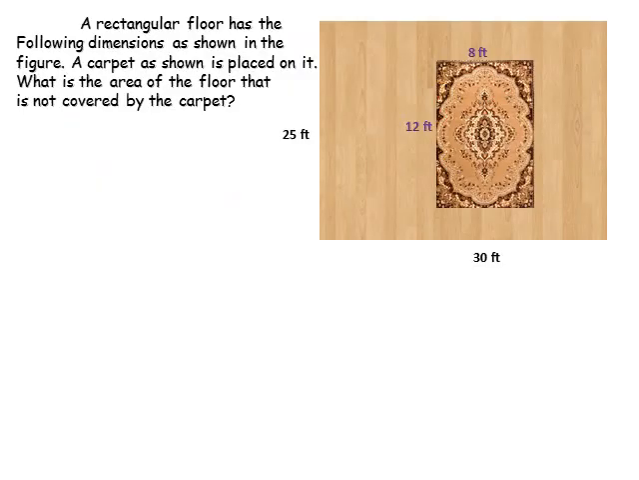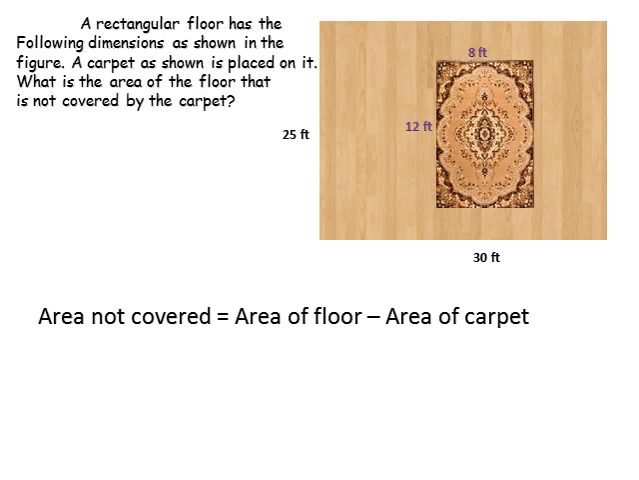Alright, let's try this example here. A rectangular floor has the following dimensions as shown in the figure. A carpet is placed on it. What is the area of the floor that is not covered with a carpet? So you have a wooden floor of dimension 25 feet by 30 feet. We'd like to get the area of the floor that is not covered by a carpet. So how do you get that? We take the total area of the floor and subtract the area of the carpet. And that is the area of the floor that is not covered by the carpet.